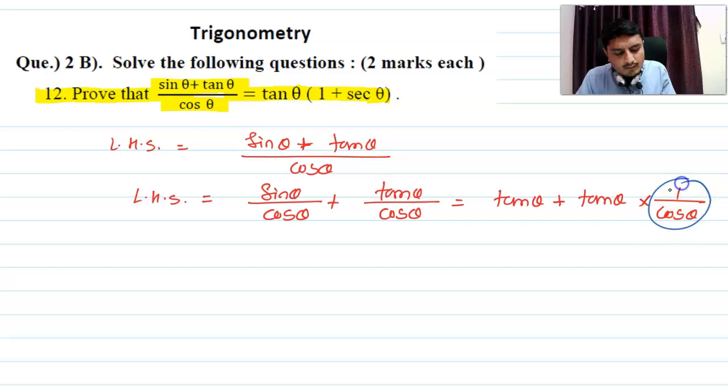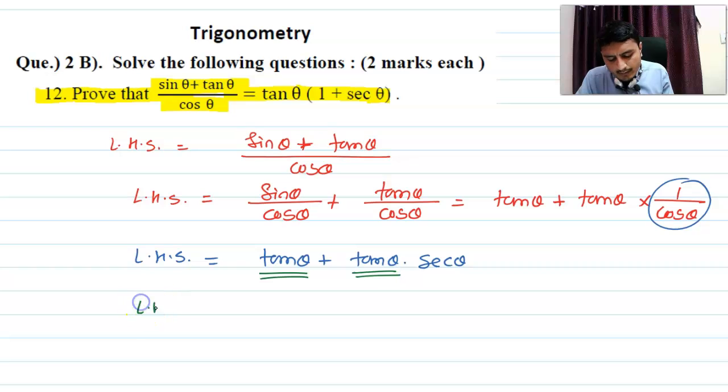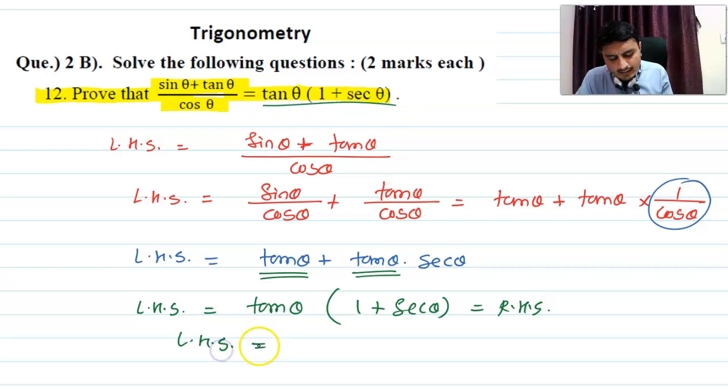Now the reciprocal of cos theta is sec theta, so we can write tan theta plus tan theta into 1 upon cos theta, which is sec theta. Now we can take tan theta common here. So the LHS is of the form tan theta into 1 plus sec theta, which is exactly equal to our RHS. Hence LHS equals RHS.